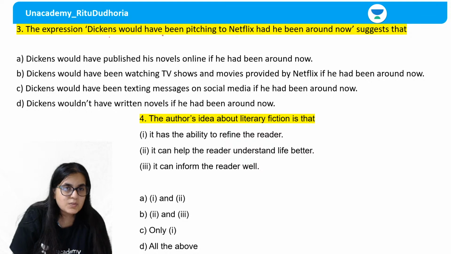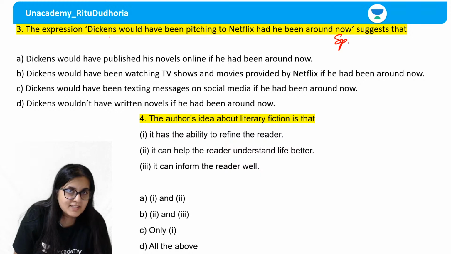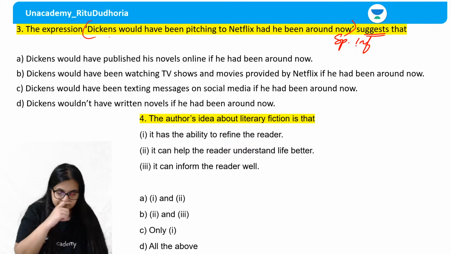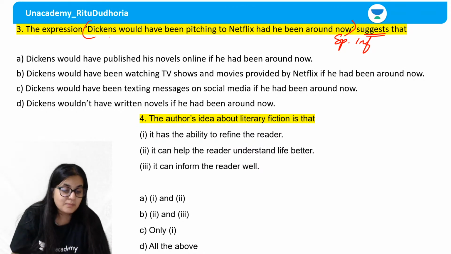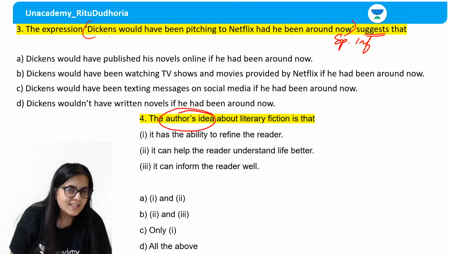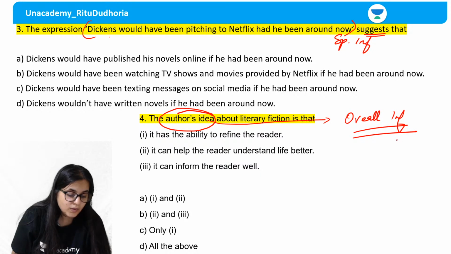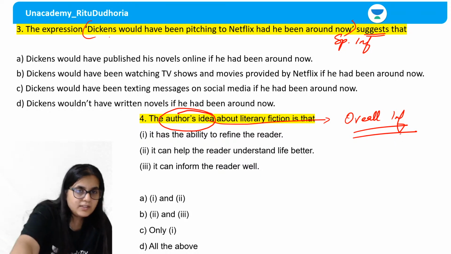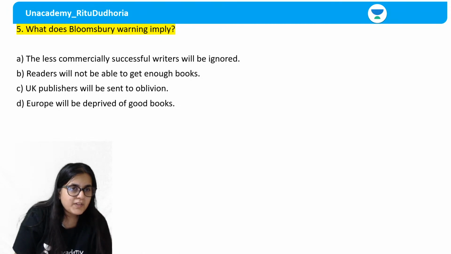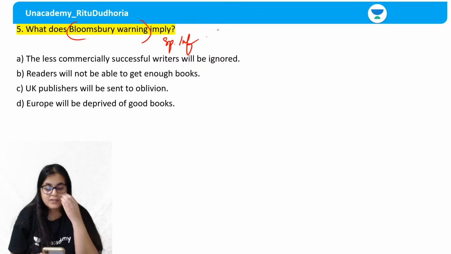The expression Dickens would have been pitching to Netflix had he been around now. Again, specific inference. There is a line from the passage. You're asked to infer or state what is the meaning of that line. The author's idea about literary fiction. Guys, can I say कि ये in a way is more or less an overall inference of what we've understood from the passage about the author's position or the author's idea. Okay, now what does Bloomsbury warning imply? Again, this is a specific inference question. ठीक है guys, so specific inference question है.